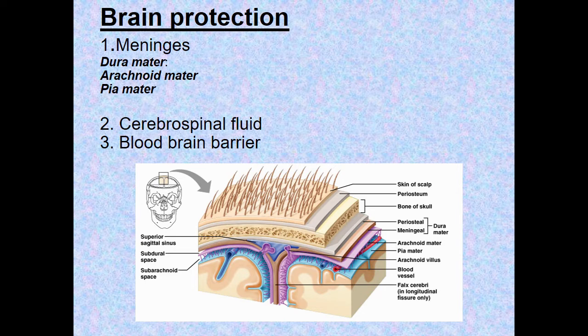In between these three meninges, some gaps are there, and these gaps are filled with the cerebrospinal fluid. The cerebrospinal fluid acts as a shock absorber and protects our brain from mechanical injuries. Besides that, the blood-brain barrier is also there, which controls the entry of unwanted chemicals and particles into the brain through the bloodstream.